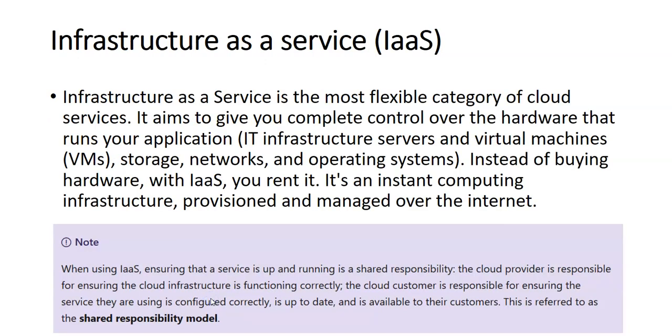So what is IaaS, or infrastructure as a service? Infrastructure as a service is the most flexible category of cloud services. It aims to give you complete control over the hardware that runs your application: IT infrastructure, servers, virtual machines, storage, networks, and operating systems. Instead of buying hardware with IaaS, you rent it. It's an instant computing infrastructure provisioned and managed over the internet.